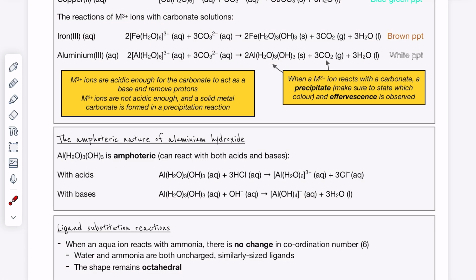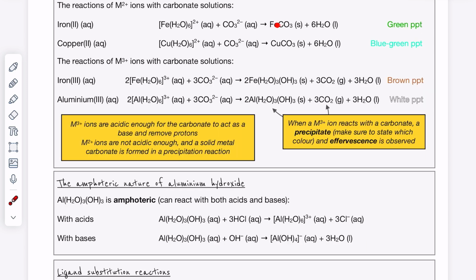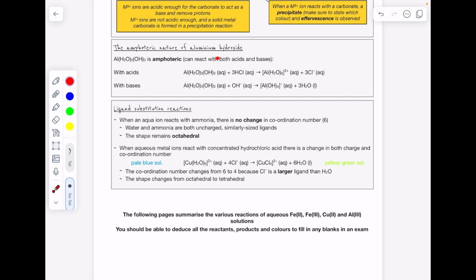Just one other thing to point out is that the metal 3+ ions are acidic enough for the carbonate to act as a base and remove protons, but the metal 2+ ions are not acidic enough, and a metal carbonate is formed in a precipitation reaction instead. So because of the 2+ ions, your product here is a carbonate, whereas up here with the 3+ ions, your carbonate is acting as a base, so you end up with a different product, as we see here.